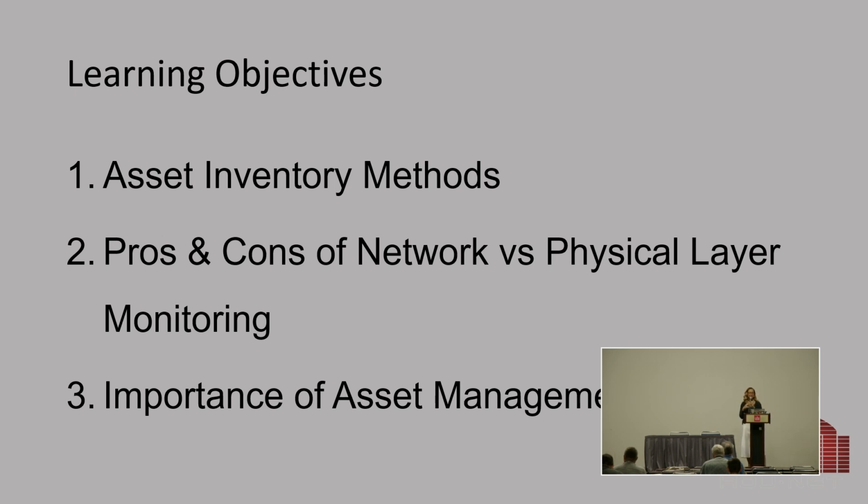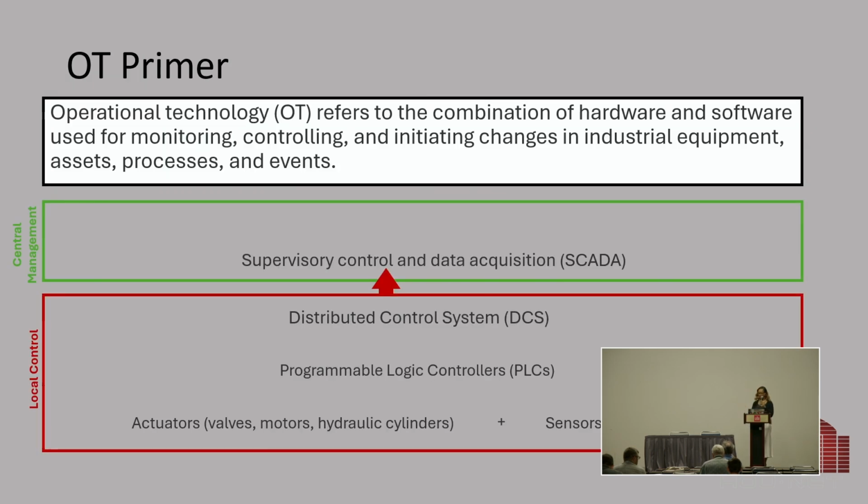The last learning objective is the importance of asset management. Hopefully at this point you understand that there is an evolution. You can't just stay with inventory. You have to evolve to being able to manage those assets that you have inventory of.